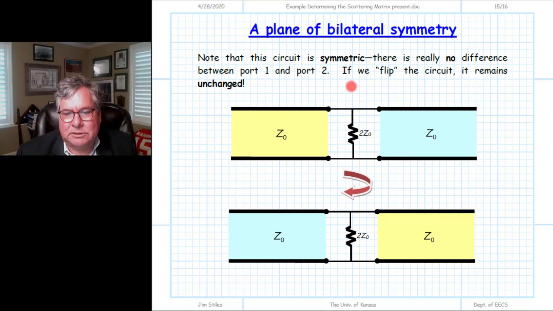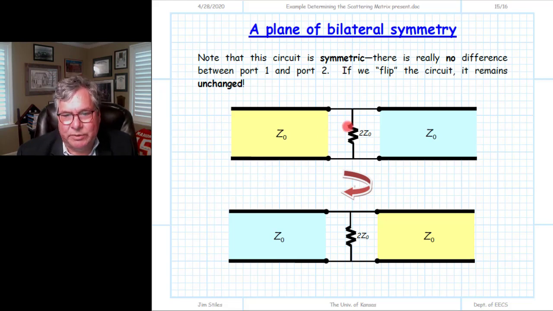So we look at our circuit structure here, and we see we have a plane of bilateral symmetry. The characteristic impedances are the same on both sides. If we rotate this around, 2Z0 remains the same resistor 2Z0. Basically, we're doing a permutation where we take port 1 to 2 and 2 to 1, and we have exactly the same circuit as we had before.